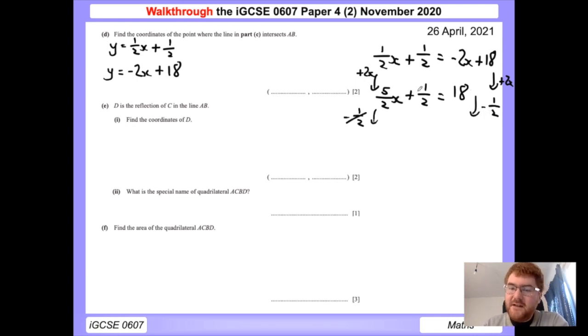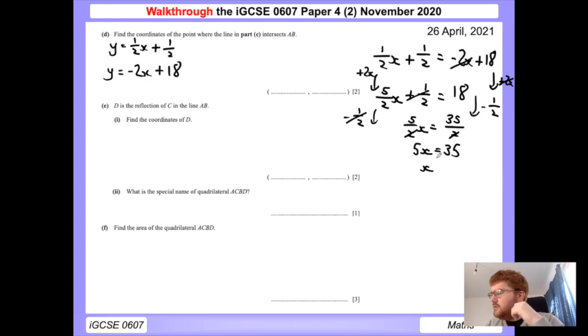So minus a half from both sides, this cancels with this. Okay, I should have said this cancels with this, that's why it disappears. Then we get 5 over 2x. Well, 18 minus a half is 17 and a half, which is the same as 35 over 2. The reason I've kept it all like this, I can now cancel this from both sides. And notice I've got a really nice equation out of this.